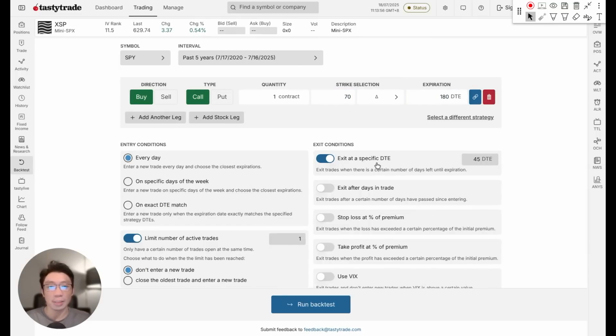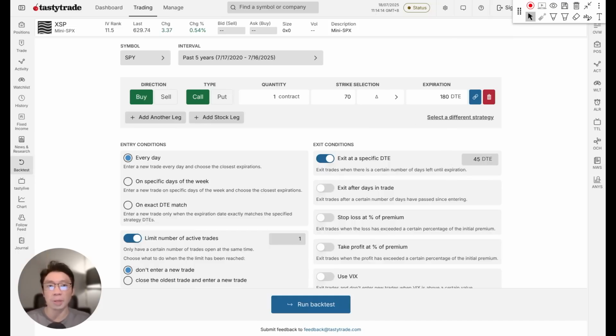Now for the exit at the specific DTE, I'm going to put 45 DTE instead of the 60 to 90, because if you're going to put the 90 DTE, while it's possible, you're going to be much more active. You're going to roll it much more often. And generally for LEAPS, I do not like to roll too often.